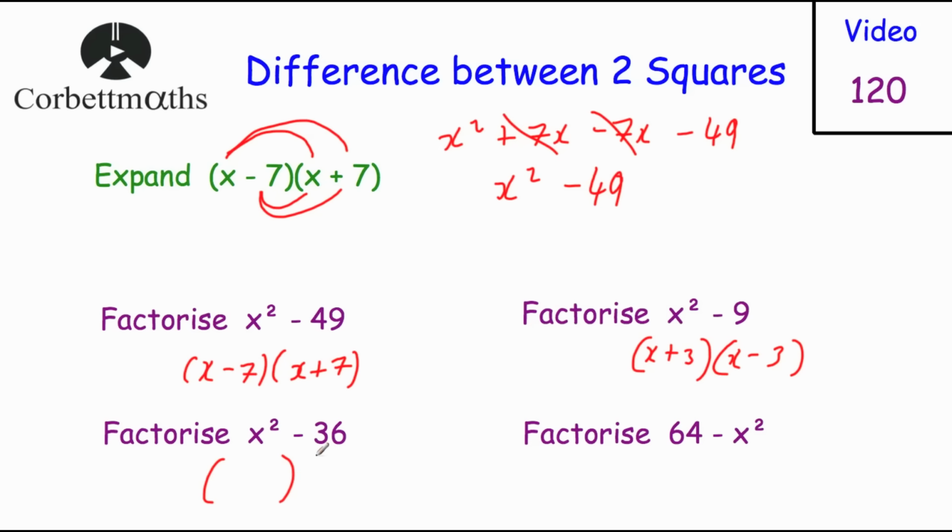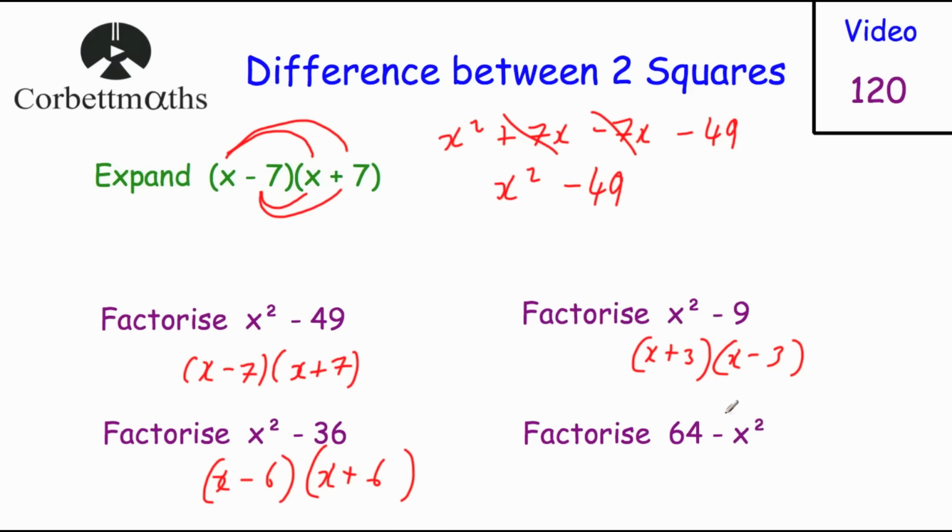Okay, next we've been asked to factorize x squared minus 36. So again, bracket, bracket, x, x, because the square root of x squared is x. And then 36, well, the square root of 36 would be 6. So 6 and 6, one with a minus sign and one with a plus sign. That's it.